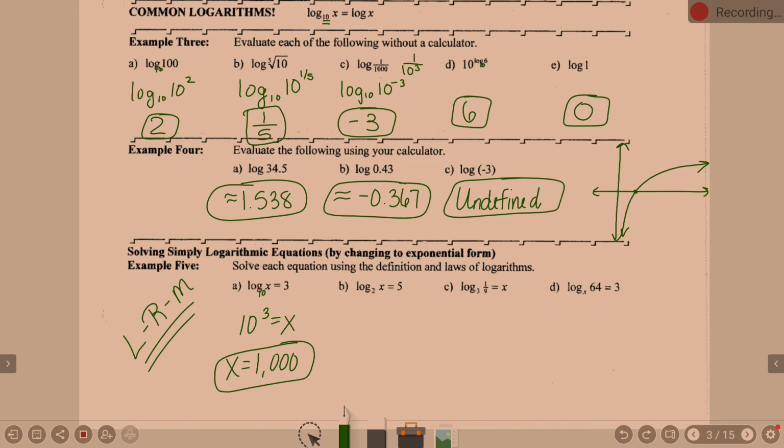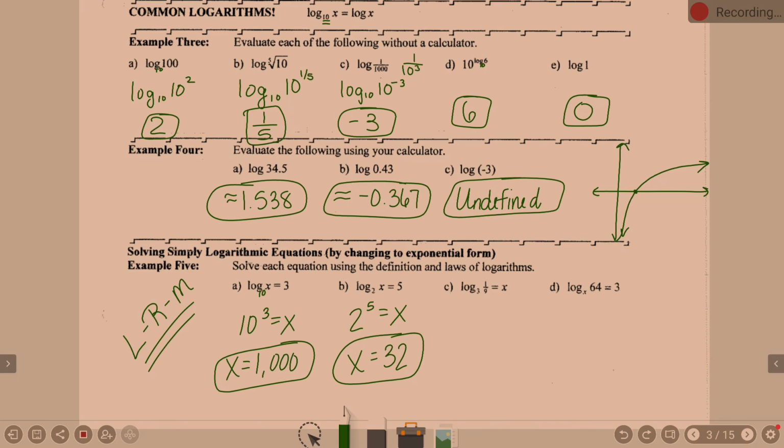Okay, B. What do you got for B? Left, right, middle. No, drop the word log. We're taking it out of log form, going to exponential. So 2 to the fifth equals x. X is 2 to the fifth. X equals 32. Okay, C.